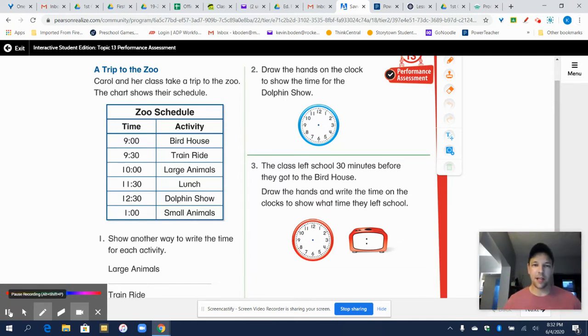All right, I hope you had enough time to write those down. Now we're up on number 2 where it says draw the hands on the clock to show the time for the dolphin show. So let's look at the activities. We have birdhouse, train ride, large animals, lunch, dolphin show. All right, check out dolphin show.